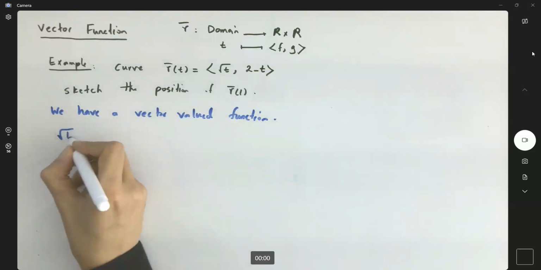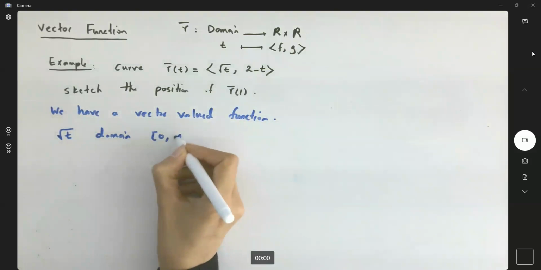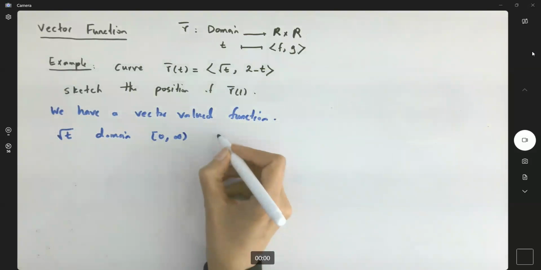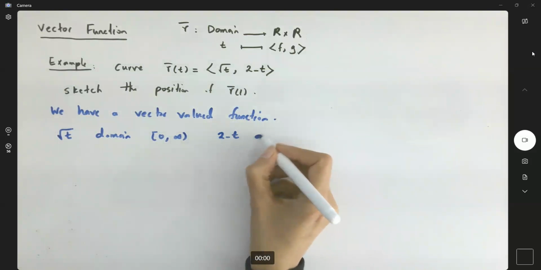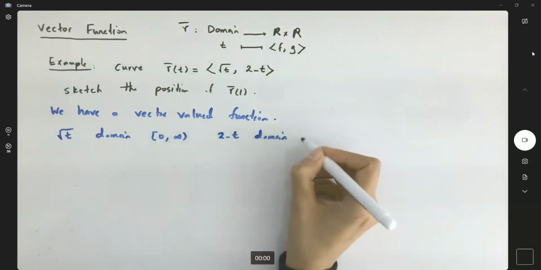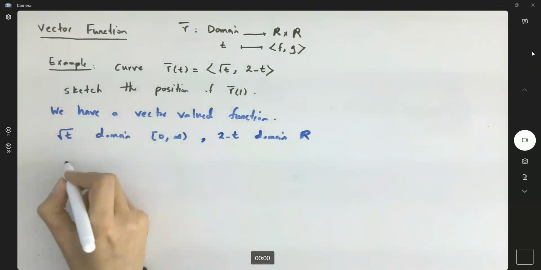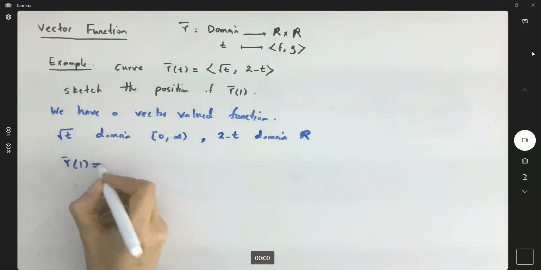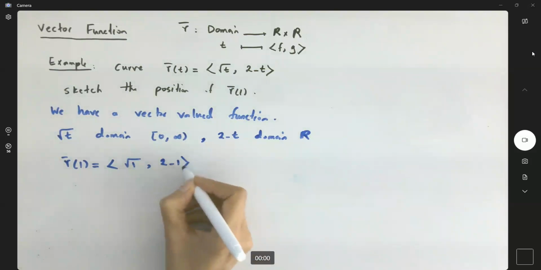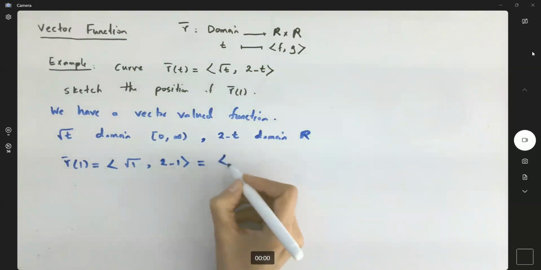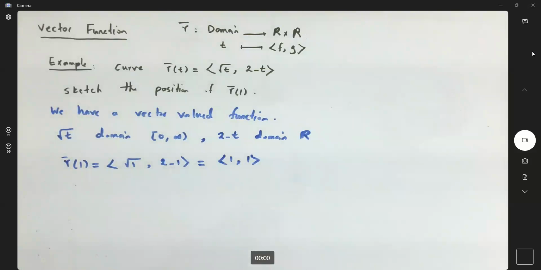Square root of T has domain 0 to positive infinity, and 2 minus T is continuous everywhere. The domain is going to be R. Now, R of 1, we just need to substitute square root of 1 and 2 minus 1. What is the vector here? You're going to have 1 and 1. This is the vector that you're dealing with.